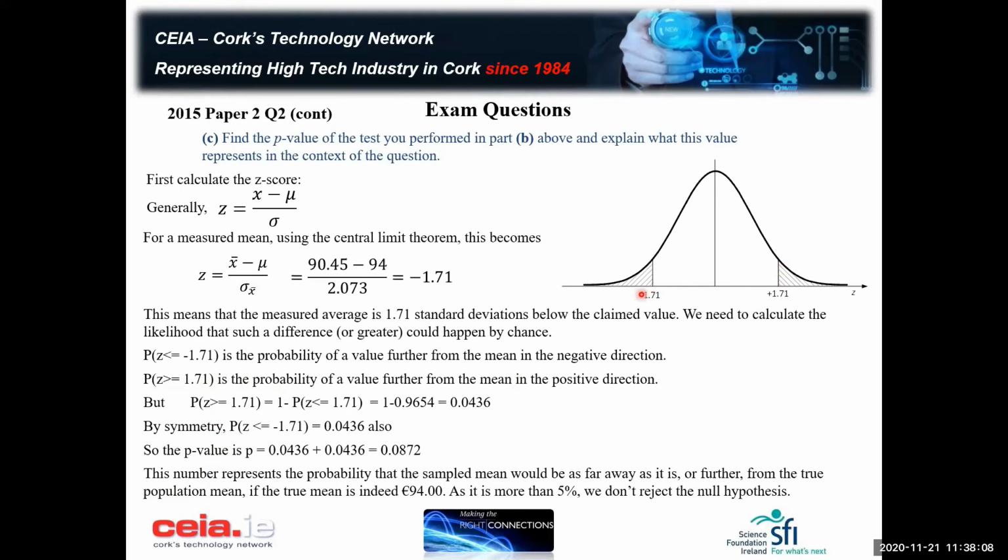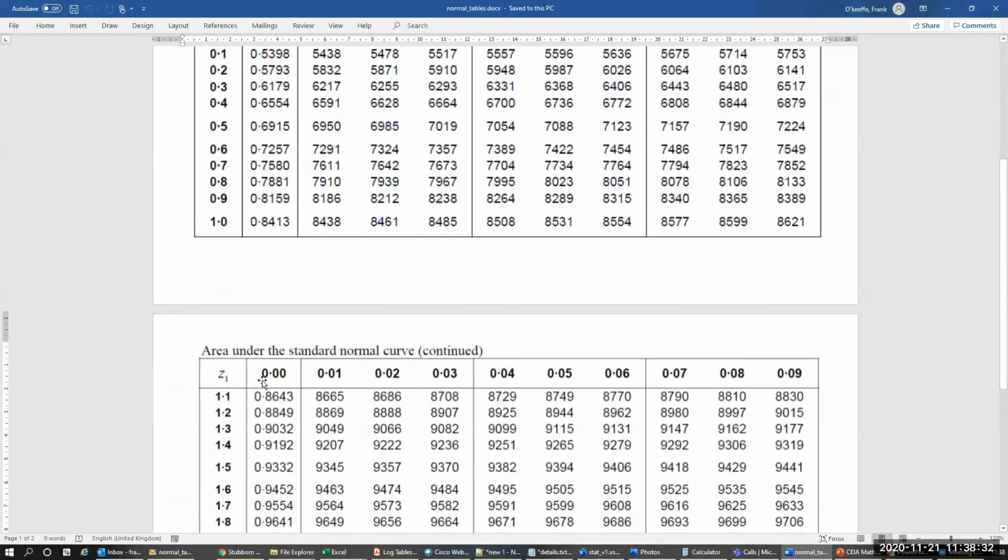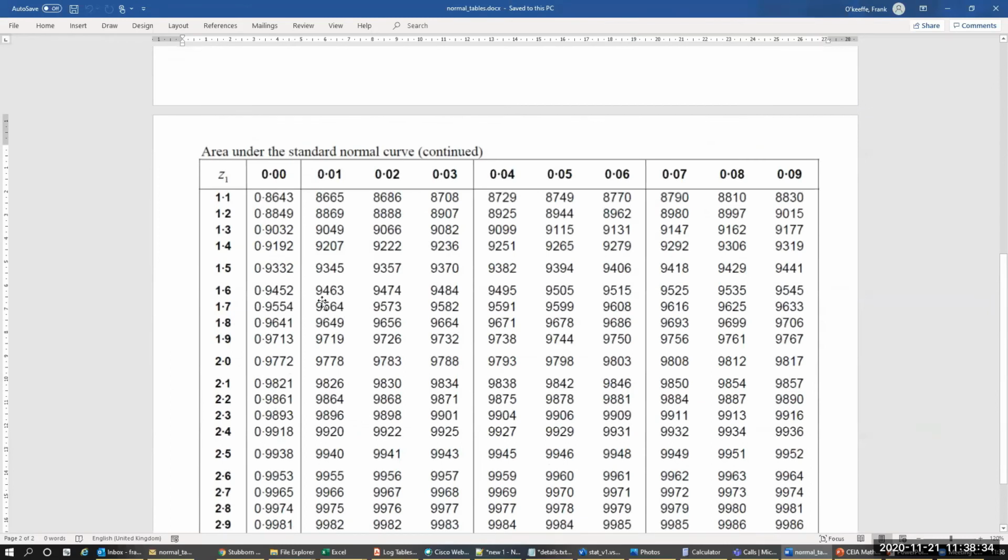Neither of those is directly tabulated, but remember that this P of Z being greater than 1.71 is equal to 1 minus the P that is less than, right? Because we're looking at the total area under the curve as 1 and subtracting everything below here to get what's above here. Looking at the table then, for 1.71, we find 0.9564, this value here.